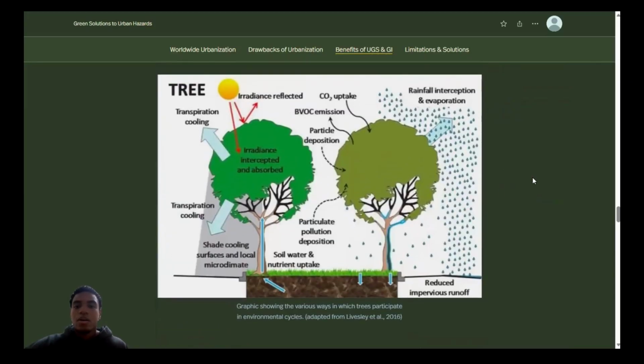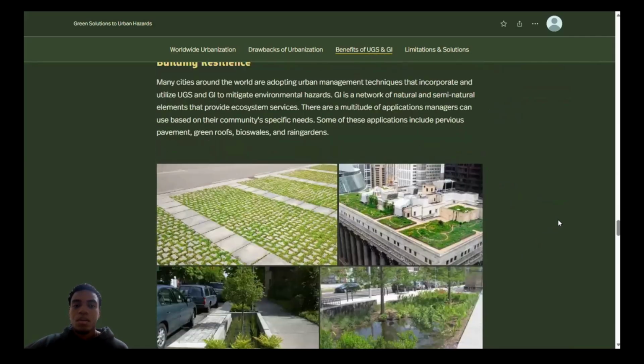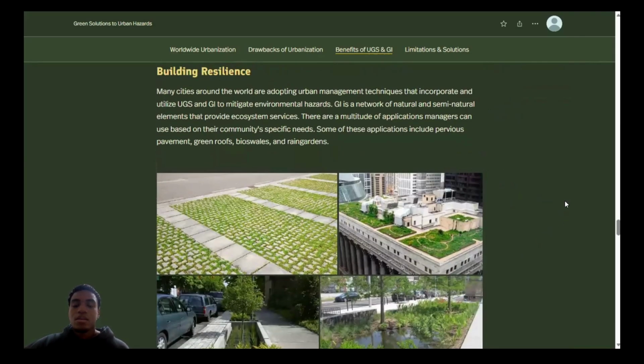So I wanted to show how trees actually can benefit an urban area like cities and suburbs. The canopy of the trees participates in rainfall interception, lowering the amount of rainfall that hits the ground, directly lowering runoff. And then they're also going to have CO2 uptake, evapotranspiration cooling, as well as soil uptake and just all around a reduction in runoff. And this really helps build resilience within cities.